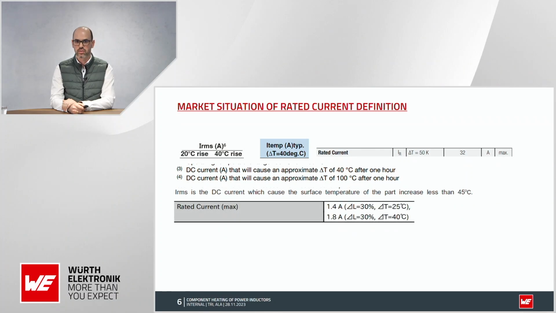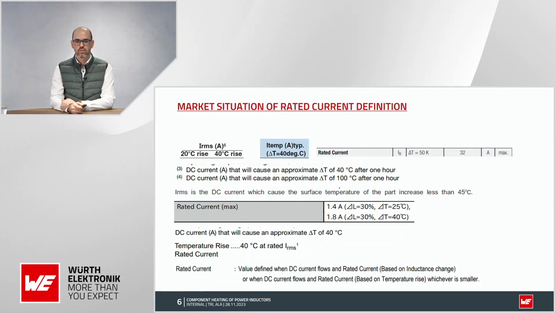We have also examples that there is a correlation between the saturation current of 30% drop and the rated current. And we have namings like approximately 40 degrees C. So again, it's an indicator of how the temp rise could be. And also just 40 degrees C temp rise. And the last example is that there are examples which are saying check the saturation current and the rated current, and whichever value is lower, use this value as the limit.